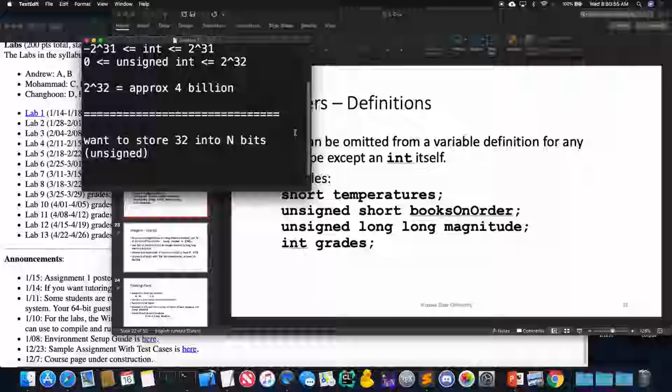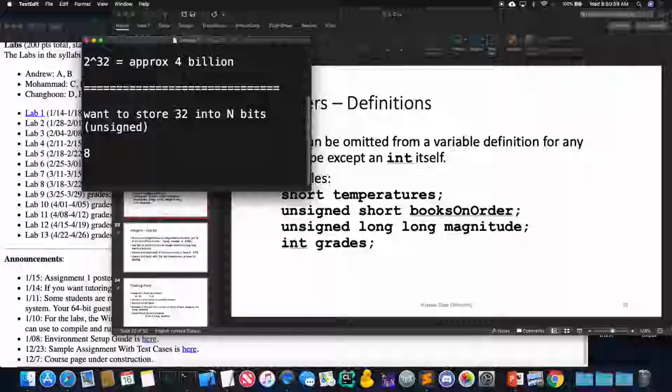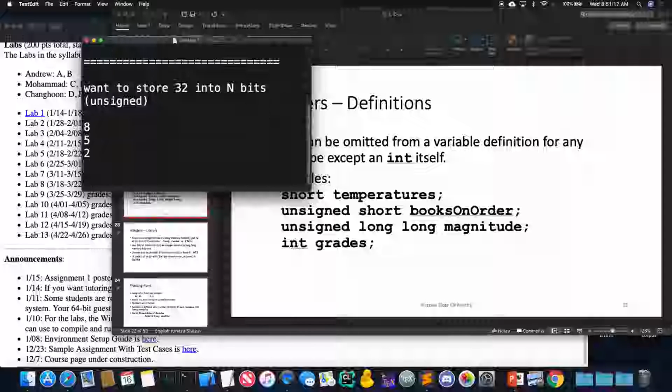Any guesses? 8 is a good guess. Any other guesses? Any lower or higher guesses? 5, another guess. Other guesses? 2 bits? Is that okay? 2 bits. Any other guesses? It's actually 6. It's 6 bits. Why is it 6 bits?